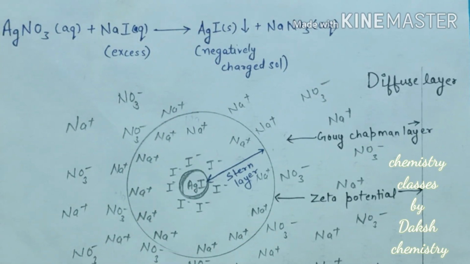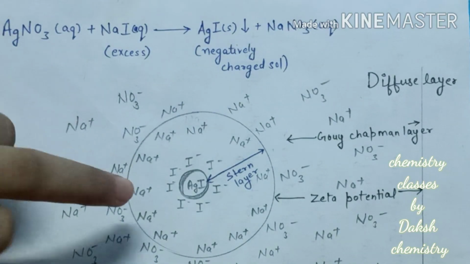We have a negatively charged silver iodide sol. Here, sodium ions are positively charged and iodide ions are negatively charged. The sodium ions and iodide ions will form a compact layer, which we call the fixed layer, and this fixed layer is called the Stern layer.